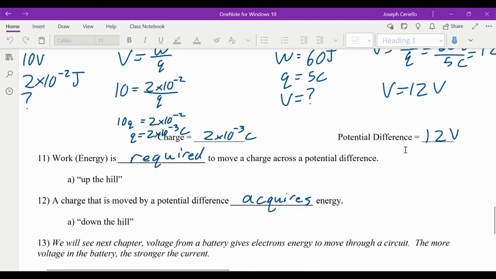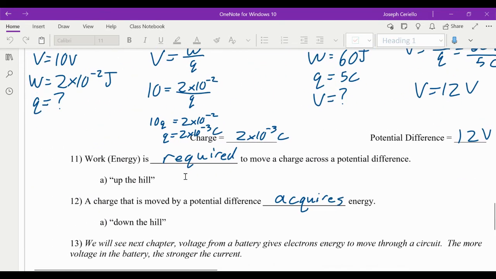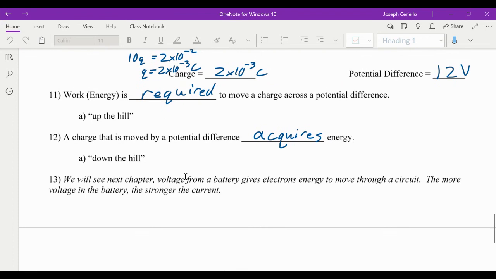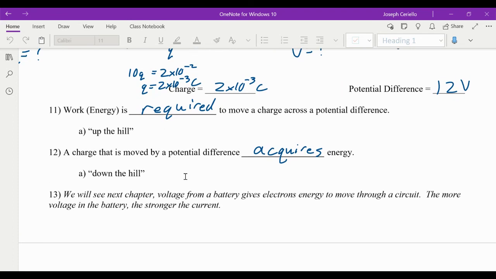It's important to note that work is required to move an object across a potential difference, but it can also be acquired from a potential difference when it moves through one, depending on which way you go, up the hill or down the hill. We'll see next chapter that voltage from a battery gives electrons energy to move through a circuit. The more voltage in the battery, the stronger the current.